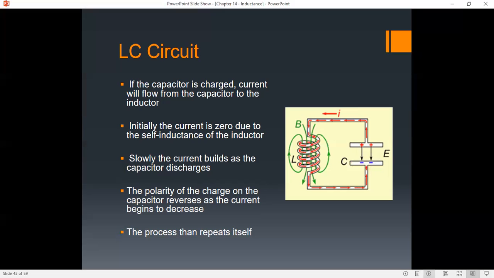So initially, if we build up charge on the capacitor, we allow the capacitor to discharge, that charge becomes flowing current. The current produces a magnetic field. The magnetic field, as the current flows, okay, is going to produce an EMF. This is going to cause the charge to then build up on the capacitor again, and the process just keeps repeating itself over and over again.